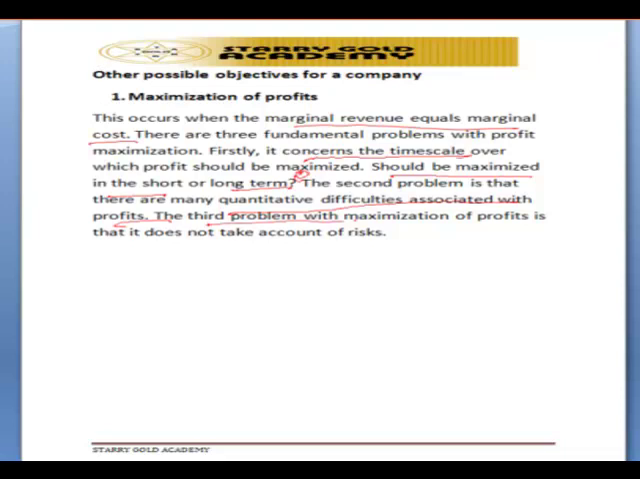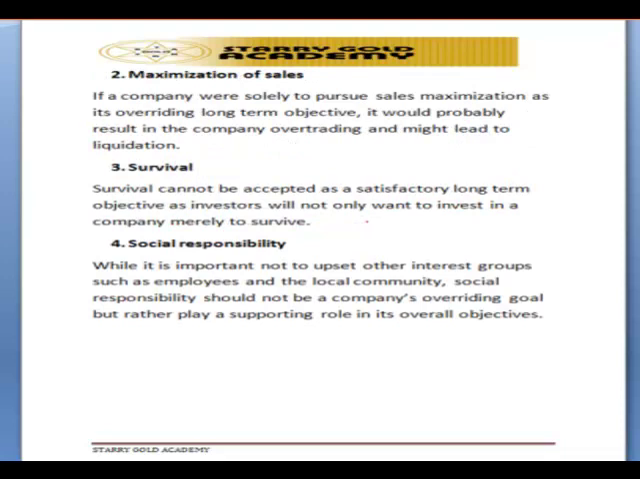Number three, maximization of profit does not take account of risk in terms of inflation that might occur. Taxation issues will be factored in, but major risk like inflation and so on. Alright, so other objectives include maximization of sales, pursuing sales to meet the overall company objective.